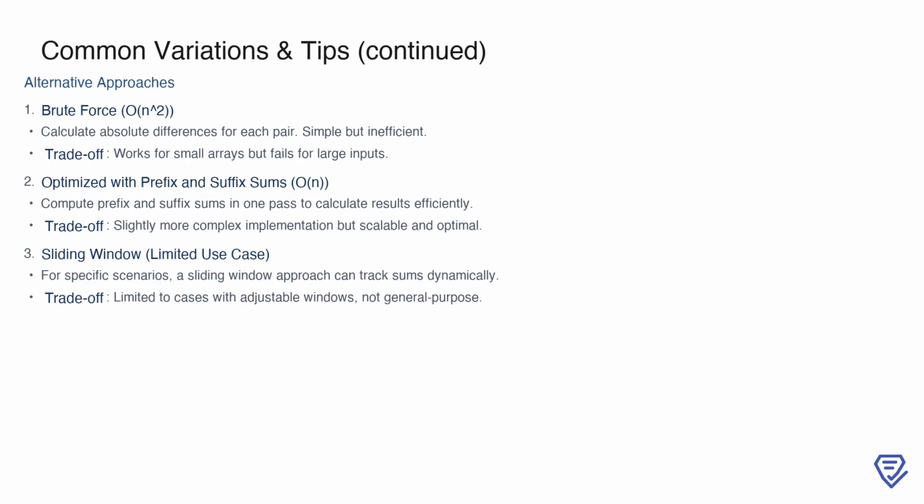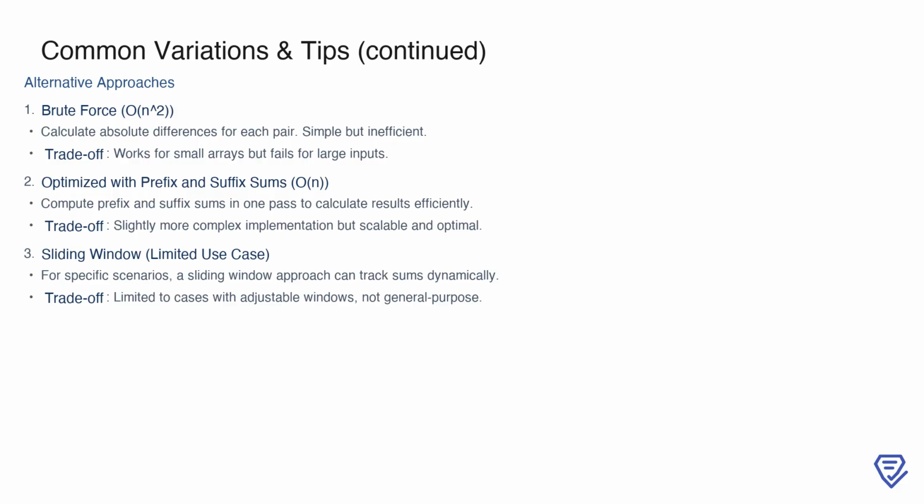There are several approaches to solving this problem, each with its own trade-offs. The brute force method, which involves calculating absolute differences for every pair in the array, is simple to implement but highly inefficient with n² time complexity. While it works for small arrays, it quickly becomes impractical for larger inputs.